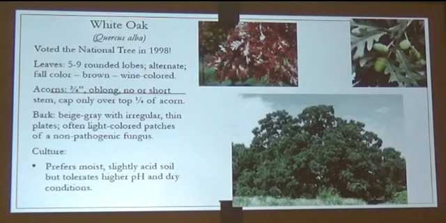They prefer moist soil, slightly acidic soil, but they do tolerate a higher pH and dry conditions. They are a good tree for our area. Swamp white oak is probably even better because of the heavy clay soil. They tolerate wetter soil and heavier soil. So that's kind of been the landscapers' and the nurseryman's choice for shade trees now, swamp white oak.